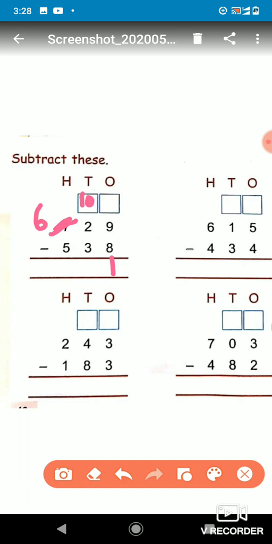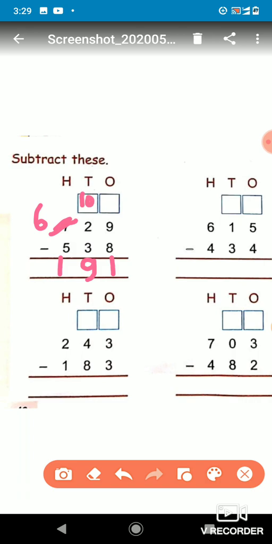the 10. Okay, this 100 gives the 10 to the tens one and it becomes 12, and if you subtract 3 from the 12, what it becomes? 9, so we will write here 9. Now this becomes 6 and we have to subtract 5 from the 6, so it will become 1. Is it clear? Now let's see the next one.